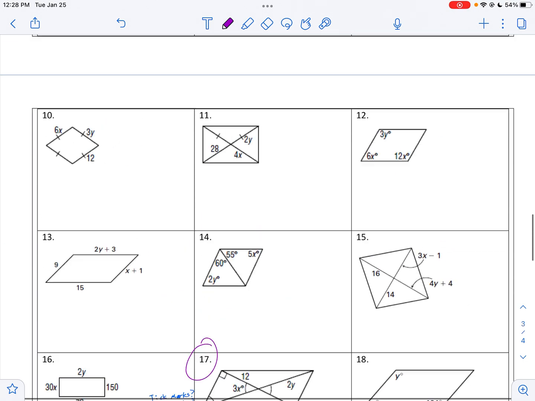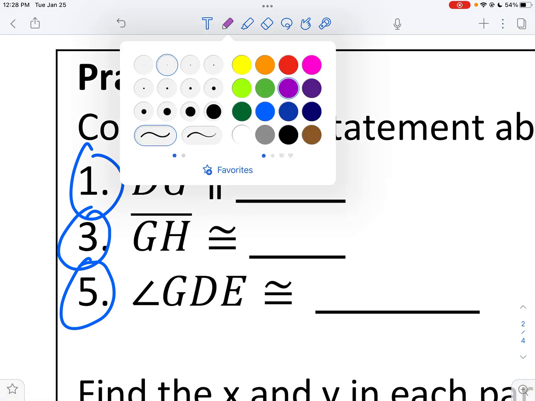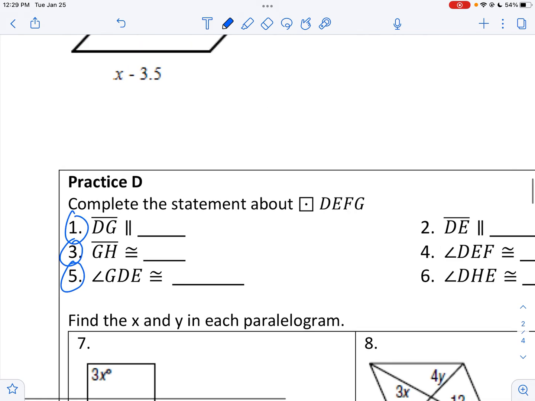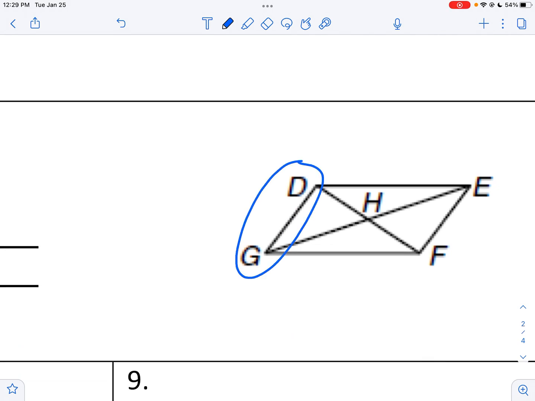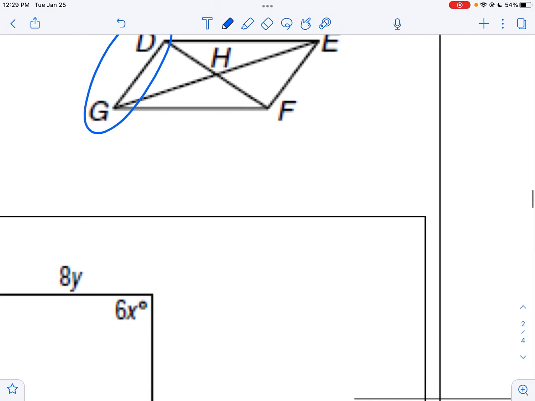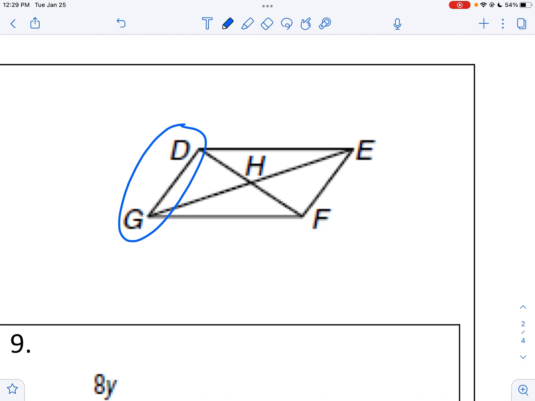I do want to show a few notation things just so you can remember them in the practice section. We went over this earlier, but if you have DG with a line over it, that means side or segment DG. So look over here, DG. And then this next symbol isn't congruent. It's two vertical lines. That means parallel to. So you're looking for what is parallel to side DG? You come over here. DG is parallel to the one across it, which is EF or FE.